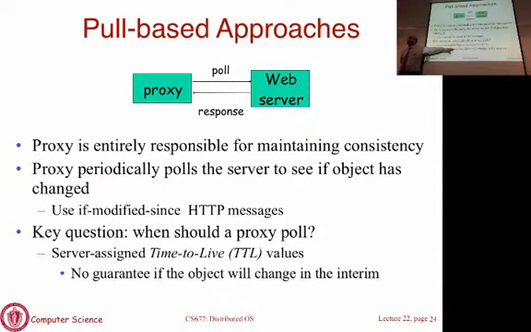In this case, this is a hint to the proxy saying check once the TTL expires. Then you can poll at that point. It's a good guess, not a guarantee. If the page actually changes and the server sends you a wrong TTL, you'll have stale data for that period of time. So this requires the server to provide some TTL value. If the server doesn't do a good job, you're stuck.